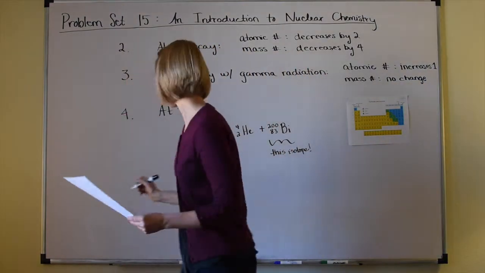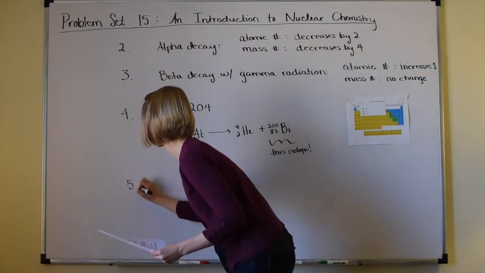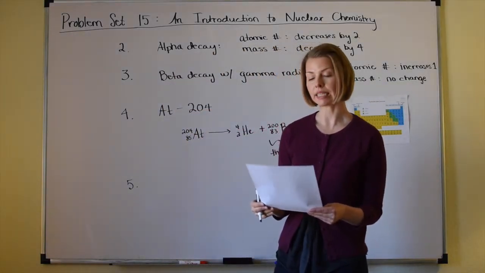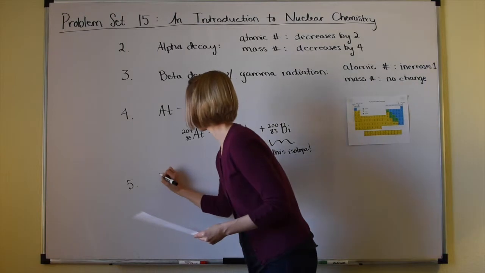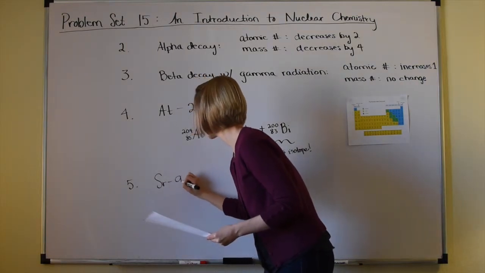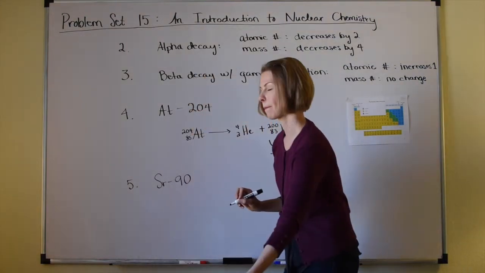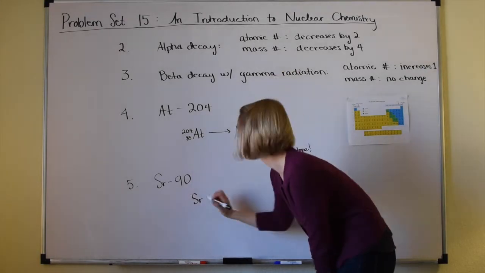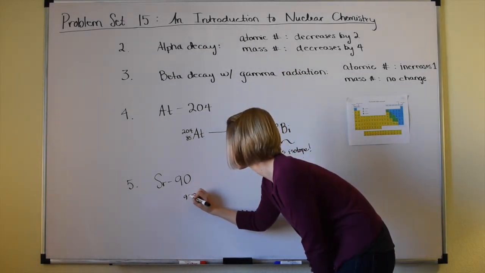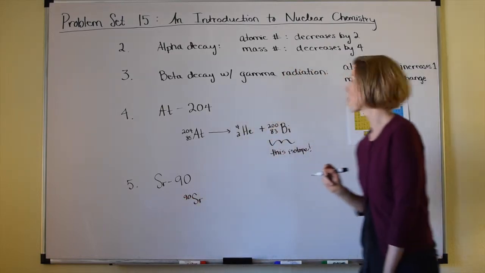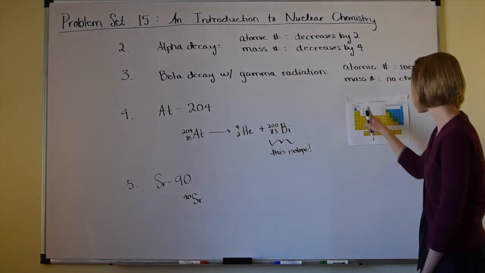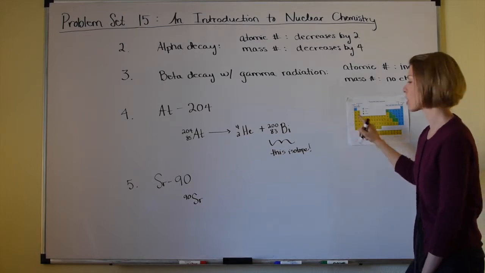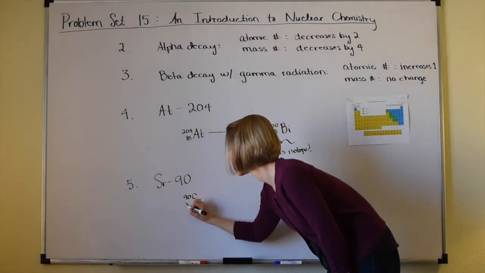Okay, number 5, I think we can squeak it in here before we erase. What isotope results from the beta decay of strontium-90? So again, I'm going to go ahead and just write the whole nuclear reaction. It's really easier to do it that way. I'm going to need the atomic number of strontium. It's in group 2A. Its atomic number is 38.